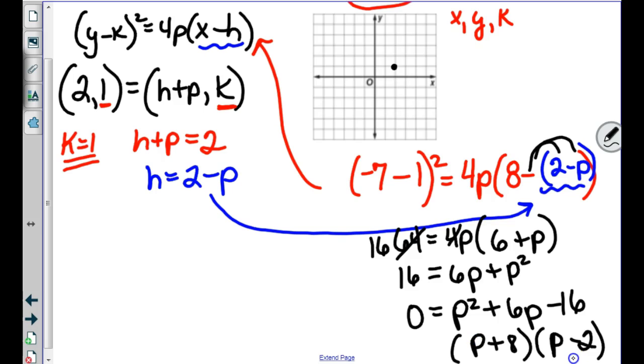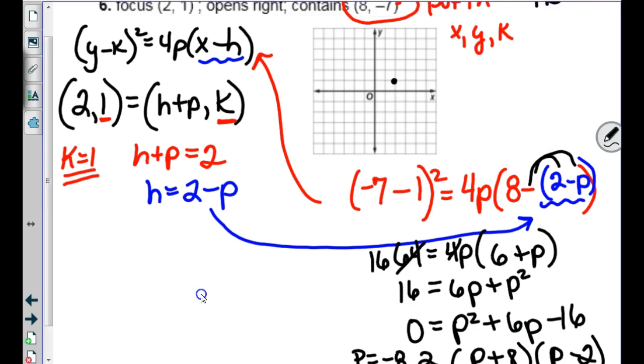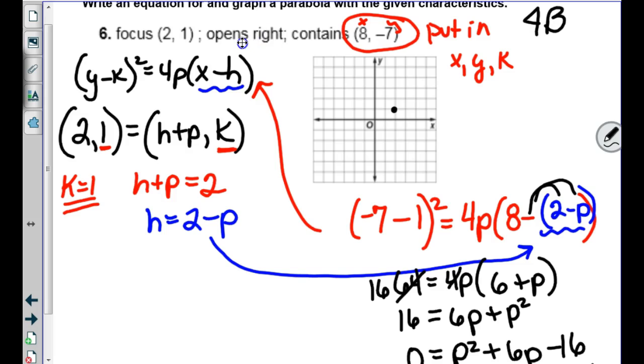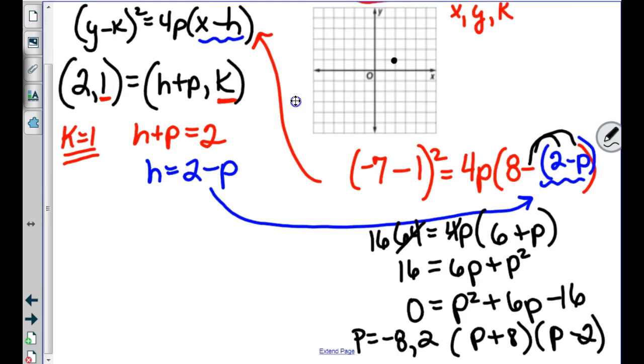Does that work? Yeah, positive 8 and negative 2 would make 6 in the middle and negative 16 at the back. So we get p equals either negative 8 or positive 2. We know which one of those it is. Does anybody know how we know which one works? It opens to the right, so p has to be positive.